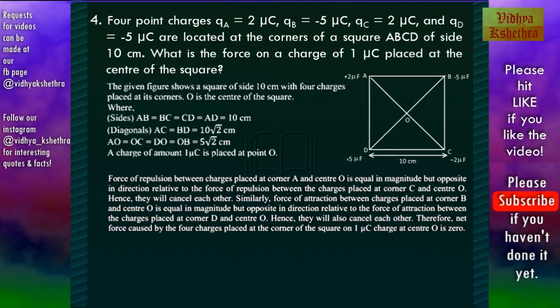Similarly, the force of attraction between charges placed at corner B and center O is equal in magnitude but opposite in direction relative to the force of attraction between the charges placed at corner D and center O. Hence, they will also cancel each other. Therefore, the net force caused by the four charges placed at the corners of the square on the 1 microcoulomb charge at center O is 0.